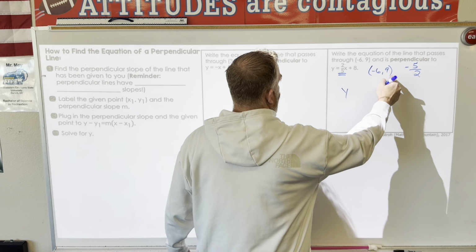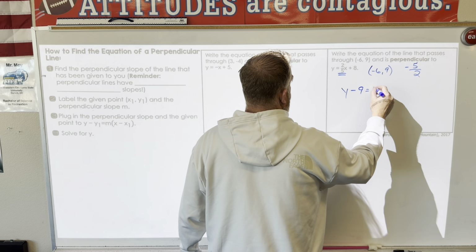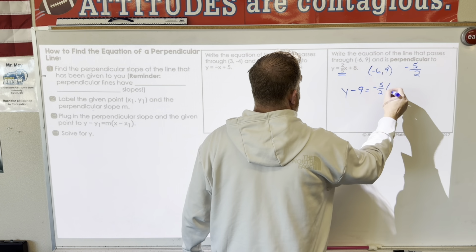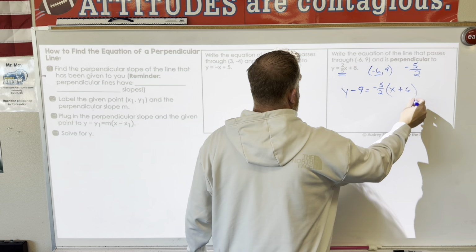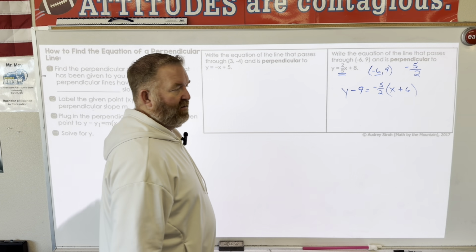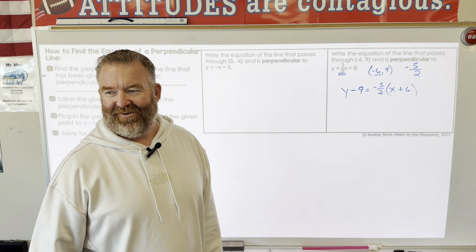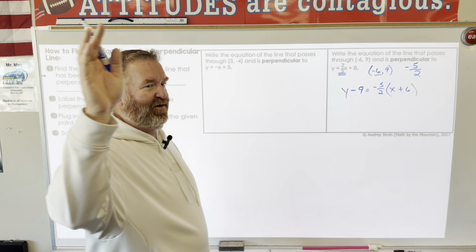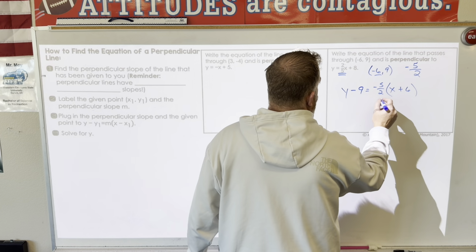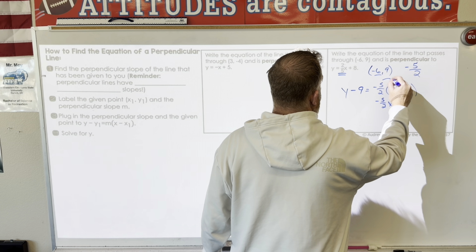Y, what's the opposite of positive 9? Negative 9 equals, my slope is negative 5 over 2, parentheses, what's the opposite of negative 6? Positive 6. Now I just solve. Nice. Is that what you got? Is that what you wrote down? How many of you are like, okay, I'm feeling pretty good right now? You're in a good spot. Good, I like it. Negative 5 over 2x. When I distribute, I get that, and then I do this.